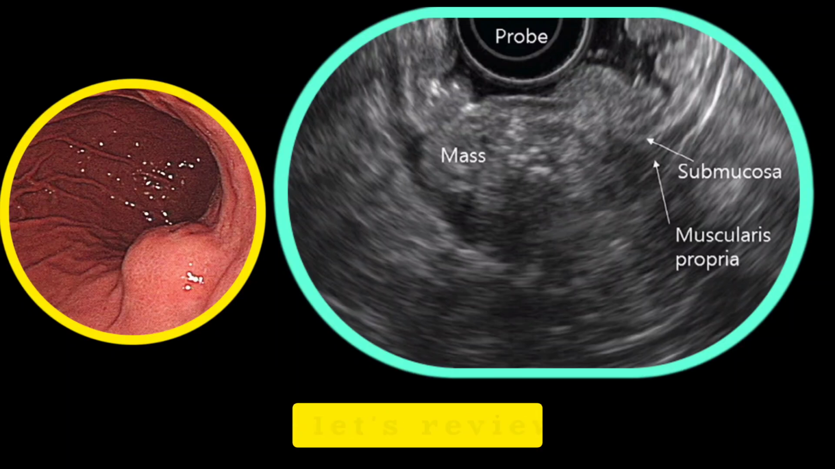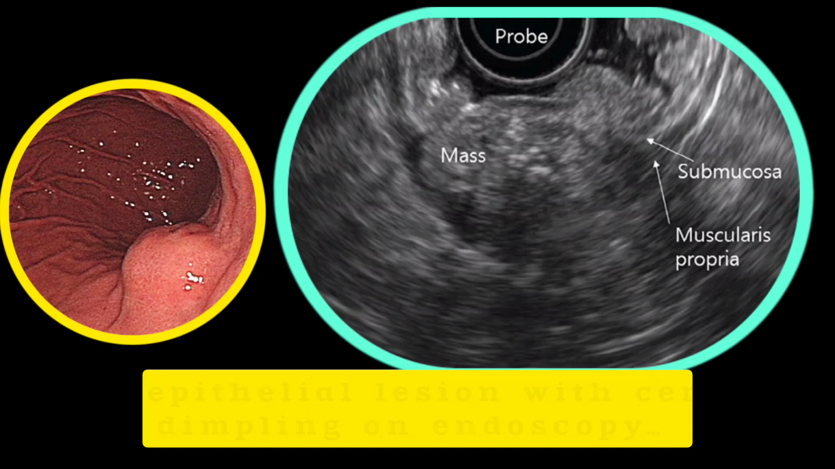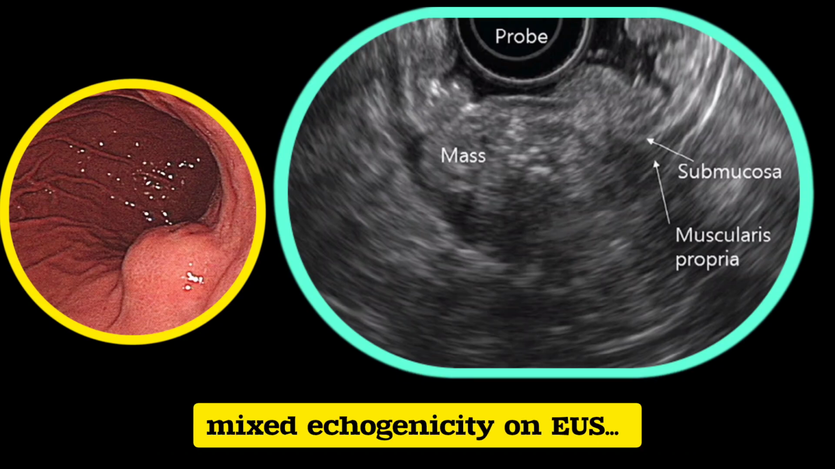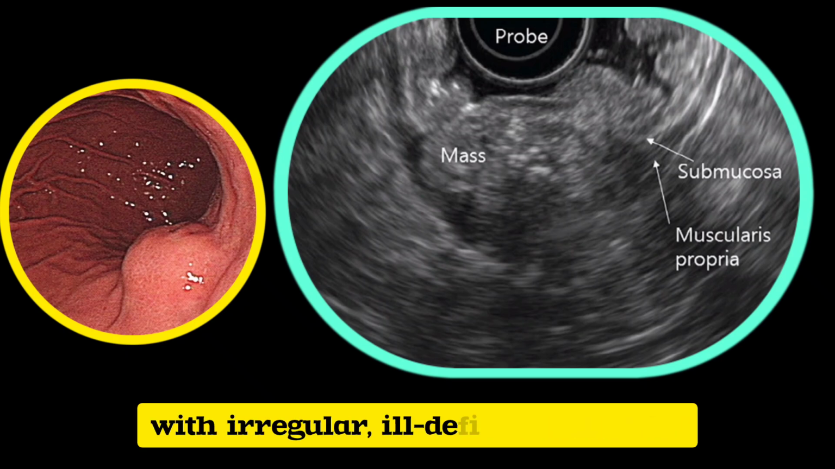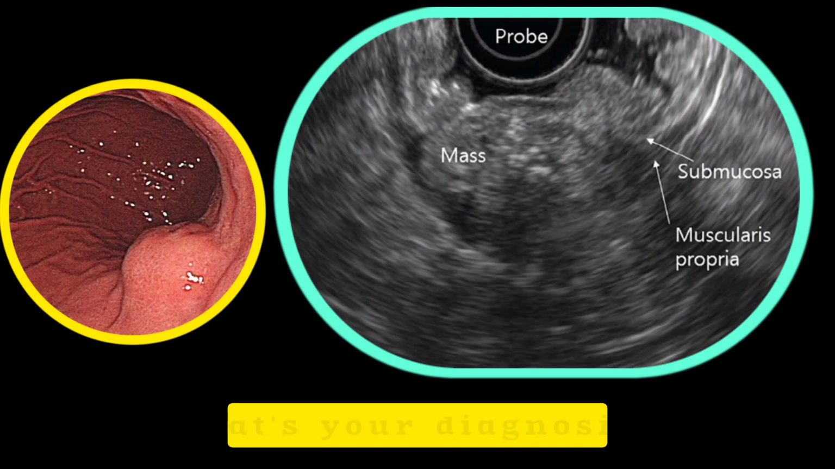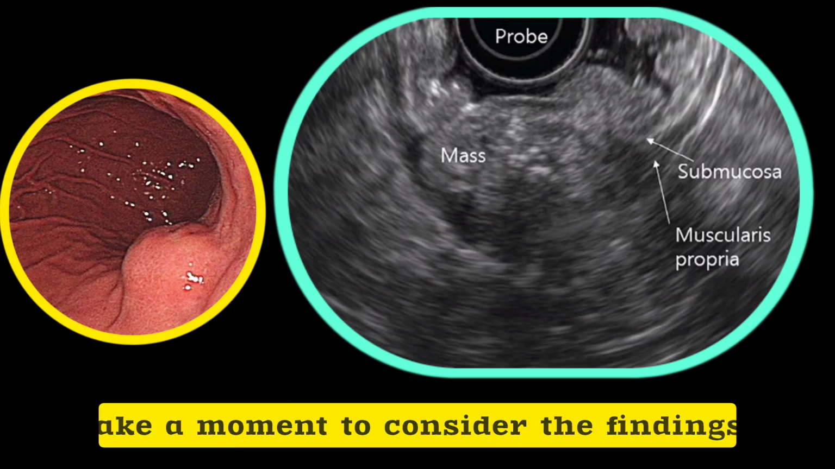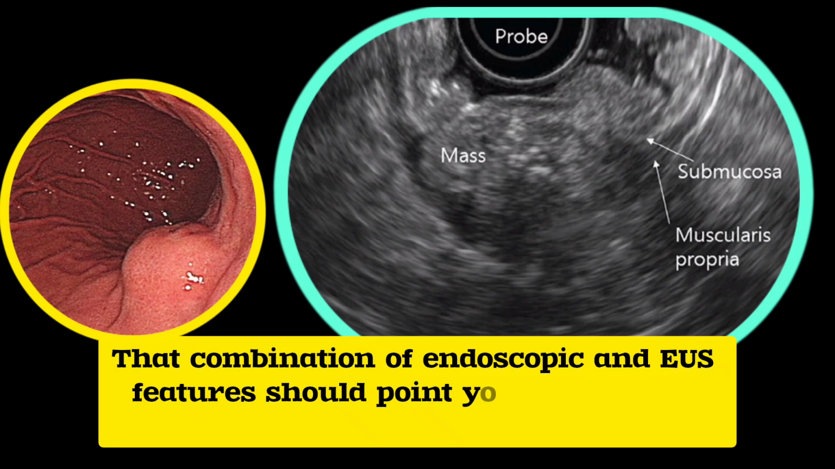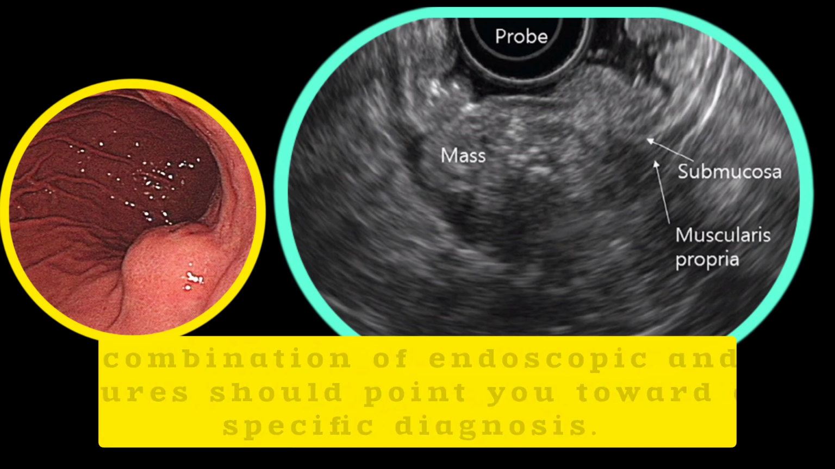So let's review. A subepithelial lesion with central dimpling on endoscopy, mixed echogenicity on EUS, involving the submucosa and muscularis propria, with irregular, ill-defined margins. What's your diagnosis? What's causing this appearance? Take a moment to consider the findings. That combination of endoscopic and EUS features should point you toward one specific diagnosis.